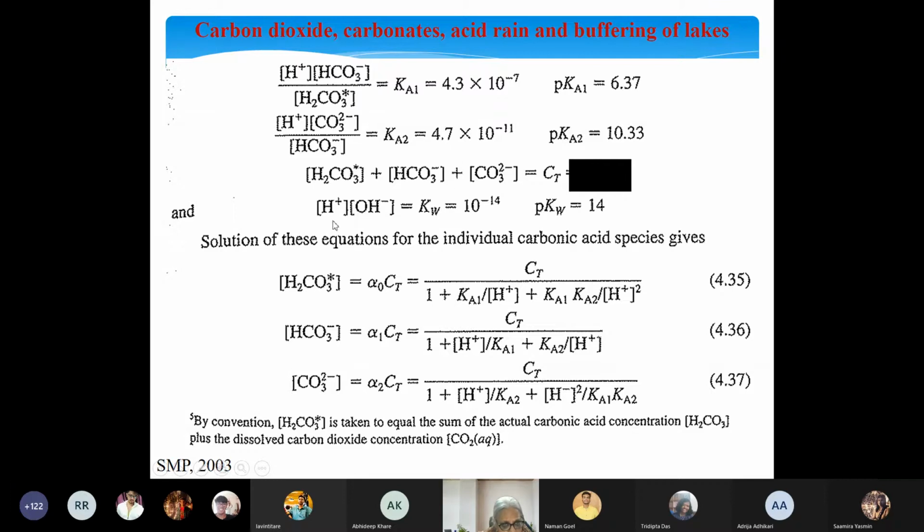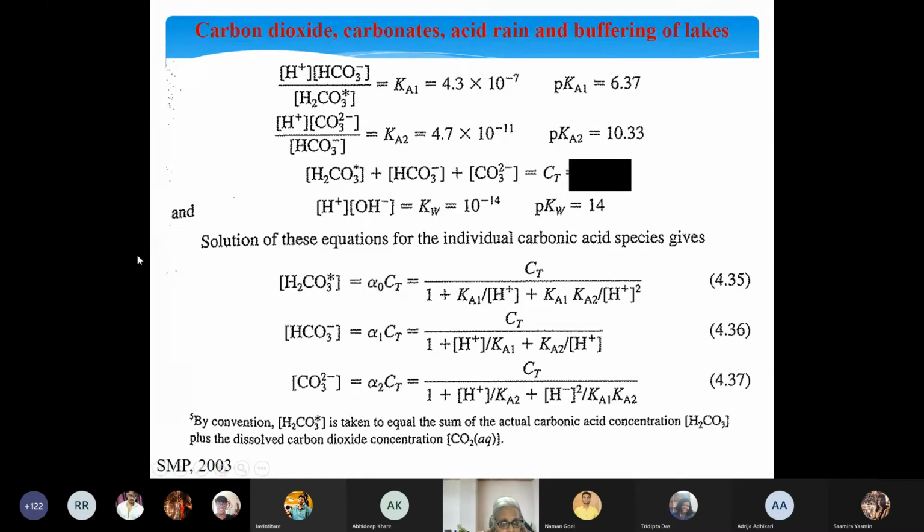This is our mass balance. We know the water equilibrium constant, so H plus times OH minus is equal to Kw, 10 to the power minus 14. So pKw is 14. Okay.